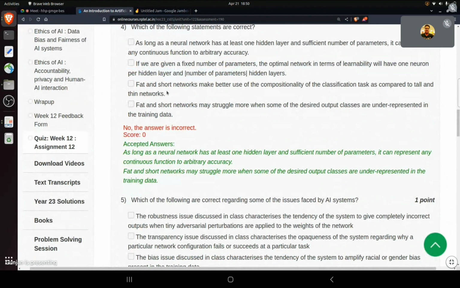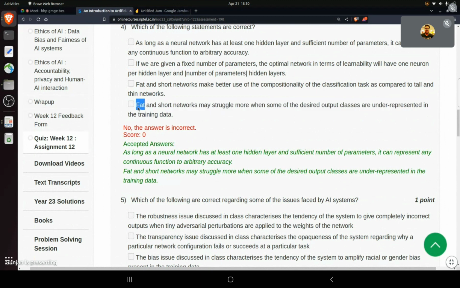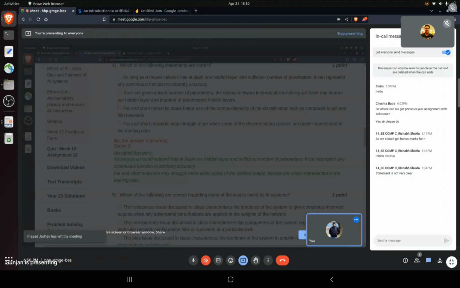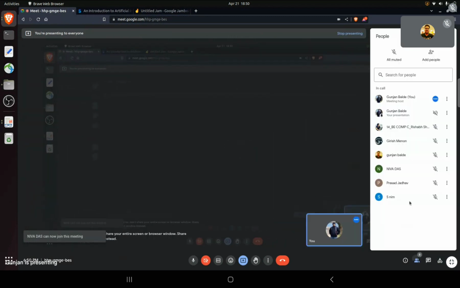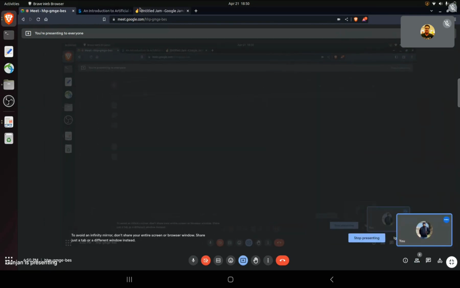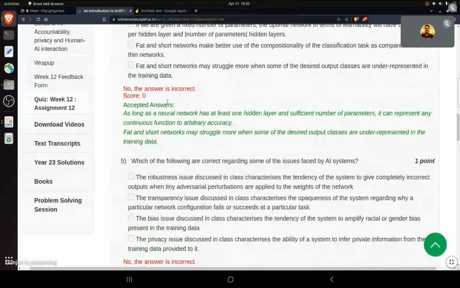Fat and short networks make better use of compositionality of the classification task as compared to the tall and thin networks, and fat and short networks may struggle more when some of the desired output classes are underrepresented. And why would this be the case? Can any one of you reiterate what was taught about these things? You guys are going through the course material, right? I hope you are, because otherwise it's not that helpful.